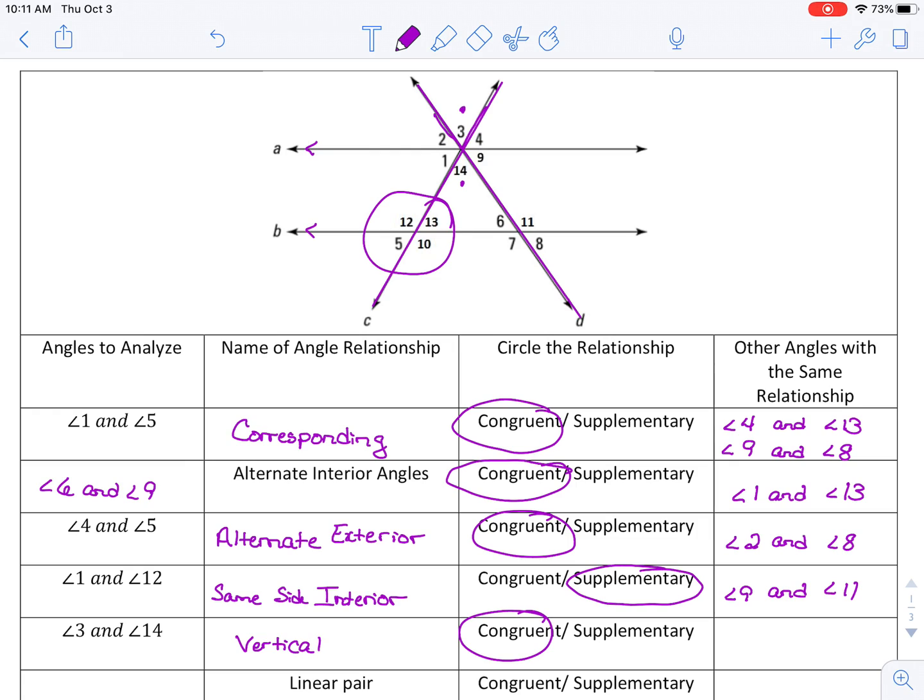There are 2 pairs over here and 2 pairs over here. I'm only going to name one of them, and I'm choosing to name angle 6 and angle 8. Far from the only ones in this picture.